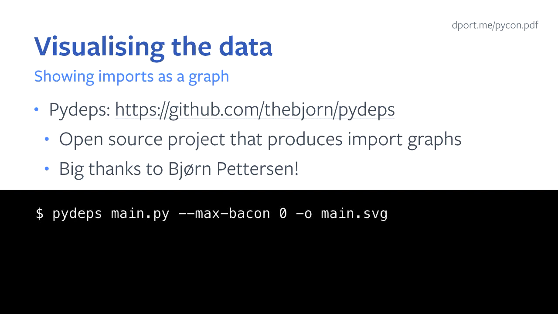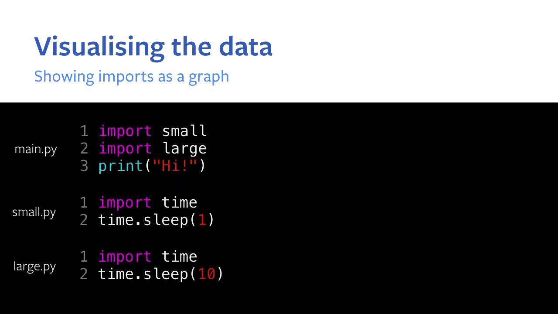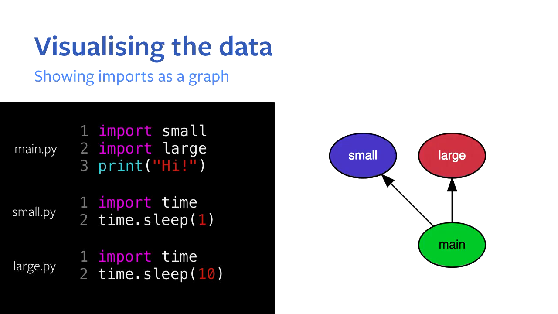So by default, the default imports are excluded, which is actually really nice. So we only get the things we have written. So let's go back to our example program. Now, this is what PyDeps gives us. So we can see our main, it imports small and large.